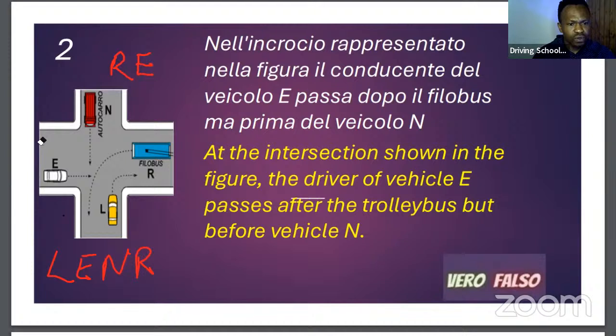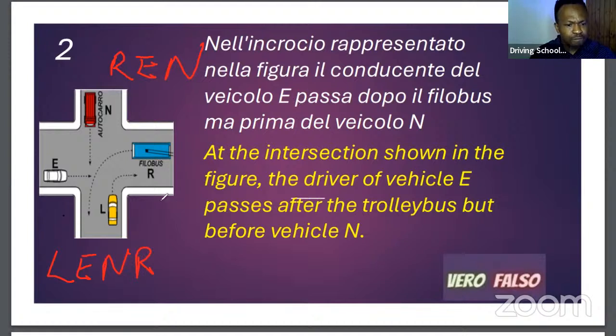Therefore, it's going to be like this. Prima del vehicle N is going to be like this. ROEN, which is, they are not telling us who is the first to leave, you understand? Then, let us even check our order of passage here. Our order of passage is LEN. So it is not true.